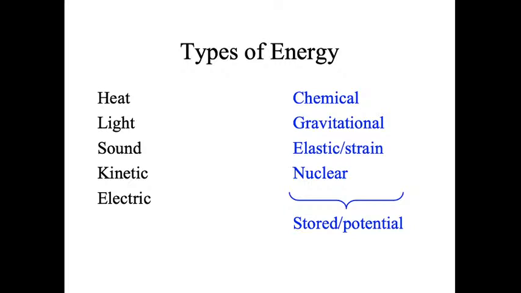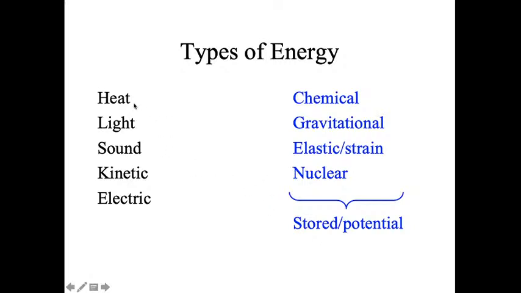So let's just quickly review our types of energy. These aren't all of the types, but it's a pretty complete list. So we've got heat or thermal energy, light, sound, kinetic energy, and electric energy. You'll notice that these are black. Those are types of energy that are not stored or not potential.